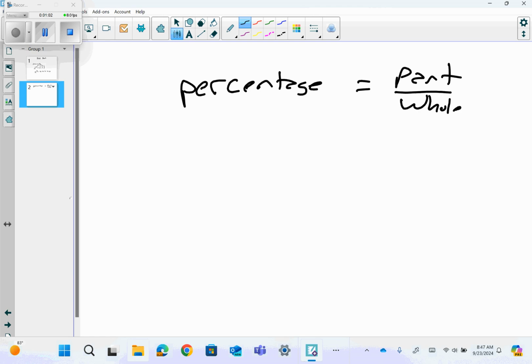The next thing we're going to talk about is percentage. Percent equals part over whole times 100%. I actually have another one I'm going to throw in there: is over of equals percent over 100. This is pretty simple to do.